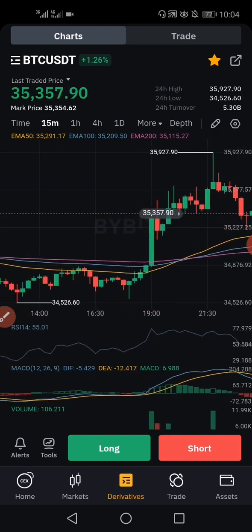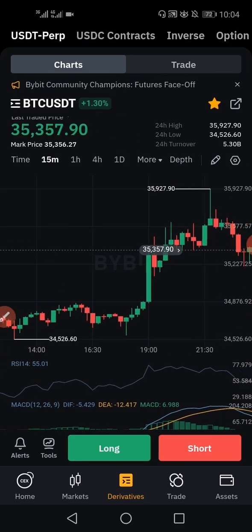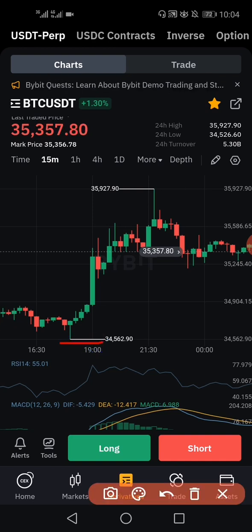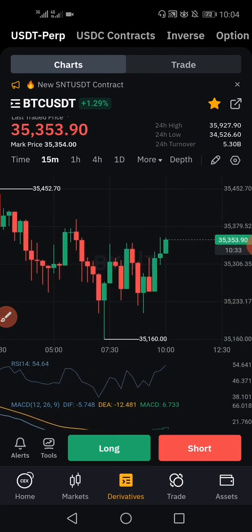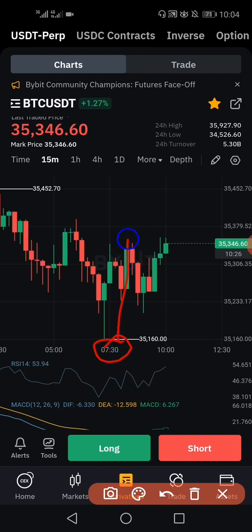You can see there's a place, let me remove this indicator so that we see the chart very well. There was a sudden pump in price from here up to this point, and it went to 35,927, almost 36,000. Ever since, it has been consolidating, until this morning when it was at 35,000. The lowest it was this morning was 35,160.